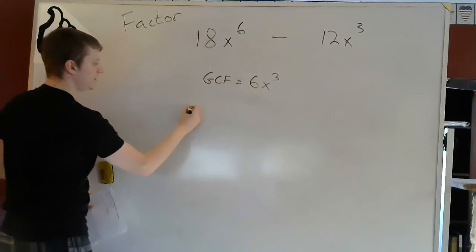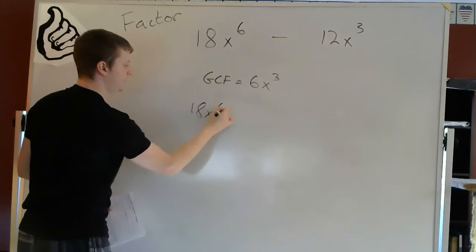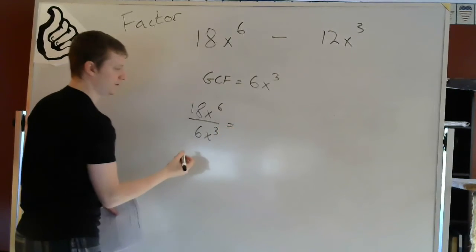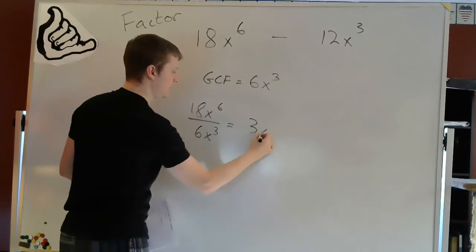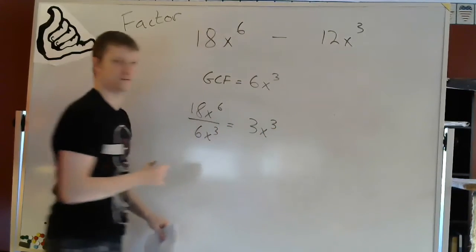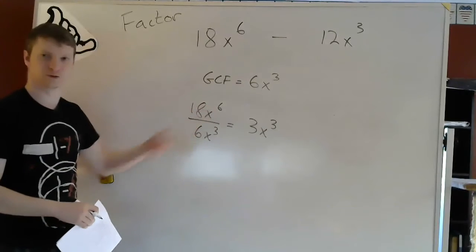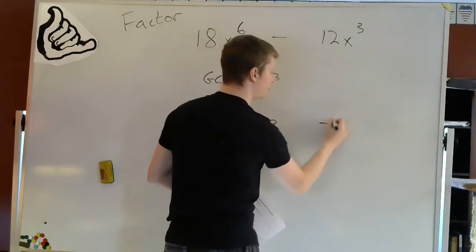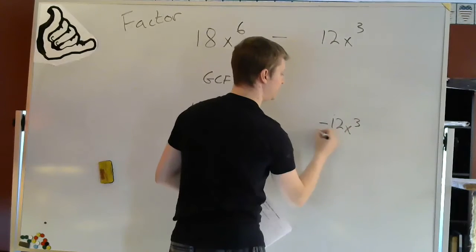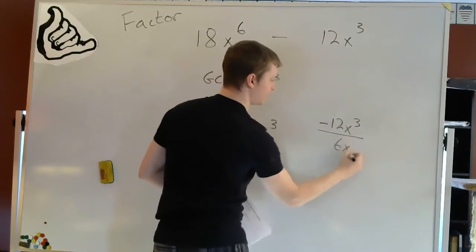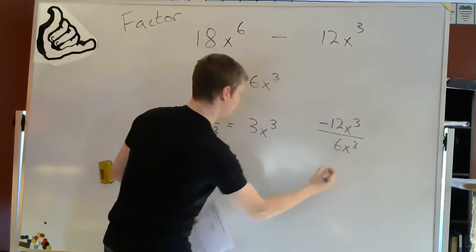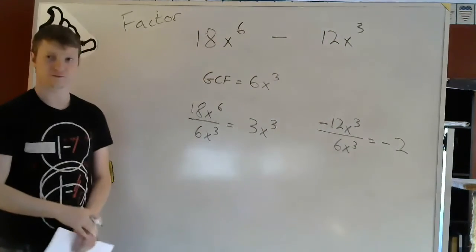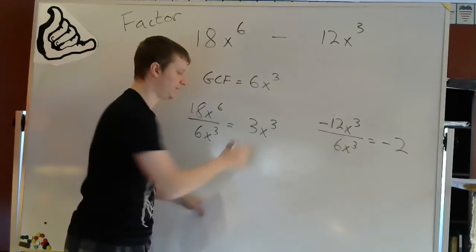So 18x to the 6th divided by 6x cubed, what will I get? Well, I'll get 3x to the 3rd. We can use our exponent rules here. And for the negative 12x cubed, when I divide that by 6x cubed, here I get negative 2. So these are the things that I'm going to have left over.